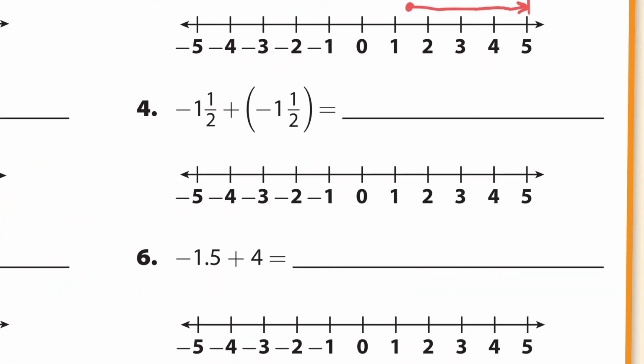This one, -1/2 plus another -1/2. So -1 and 1/2 is right here in between -1 and -2. And you have to go 1 and then another half over there, and you end up at -3.